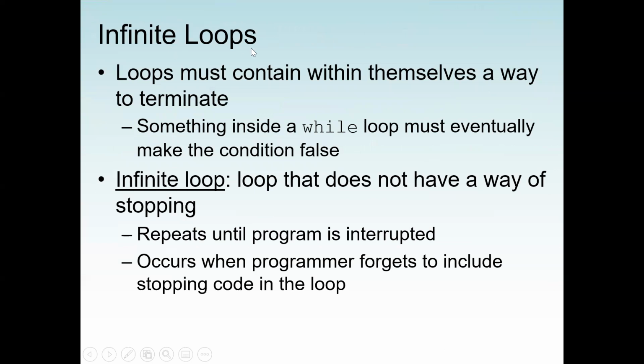So we discussed the infinity loop means the condition can never be false. So loops always must contain within themselves a way to terminate a condition. It should give us some way that the condition to be false will occur. If it doesn't occur, then we have infinity loop. So we say a loop that does not have a way of stopping will repeat until the program is interrupted. This normally occurs when the programmer forgets to include the stopping code in the loop.